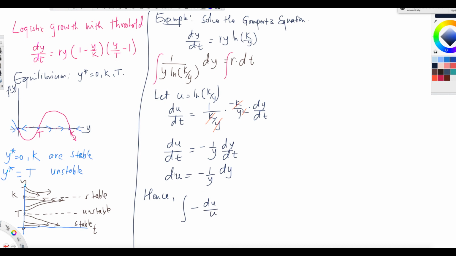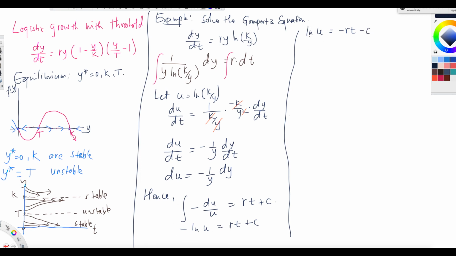1 over y dy will be negative du equals to, what is the integral? It will be RT plus C, right? This is what you get, RT plus C. Now let us integrate the left side. So this will be negative natural log of u, okay, equals to RT plus C. Now if you continue, what do you get? You get natural log of u equals to negative RT minus C, right? So I'm just multiplying both sides by negative 1.